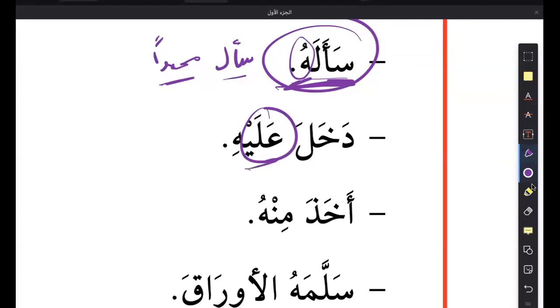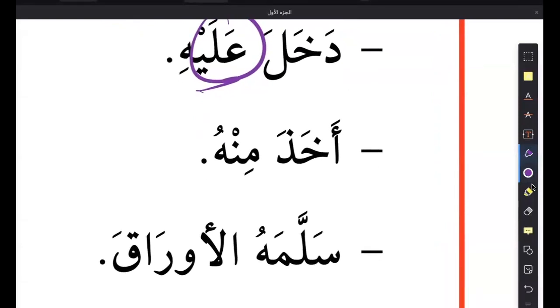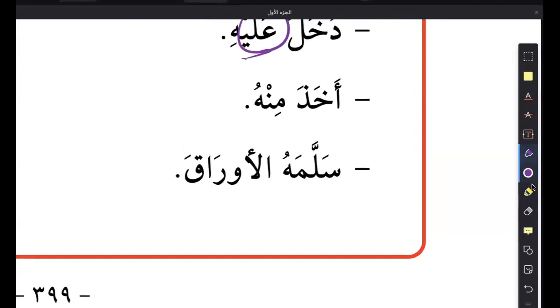Dakhala ala is also something that I had to learn the hard way, because it doesn't sound right to me. Dakhala ala, but that's how we use it in Arabic. Dakhala alayhi, so he entered upon him. Akhadha minhu, see, he took from him. Okay. Sallamahu al-awraq.